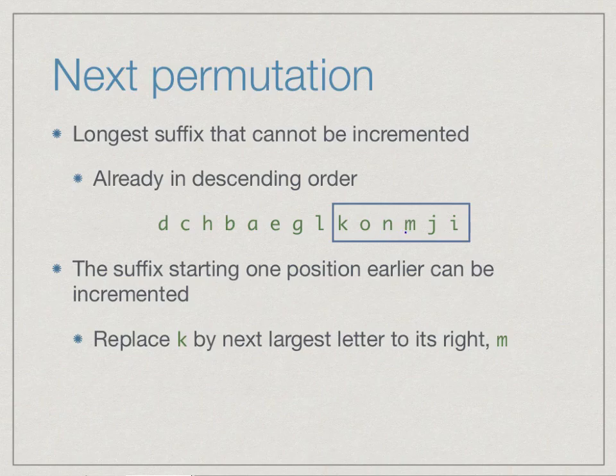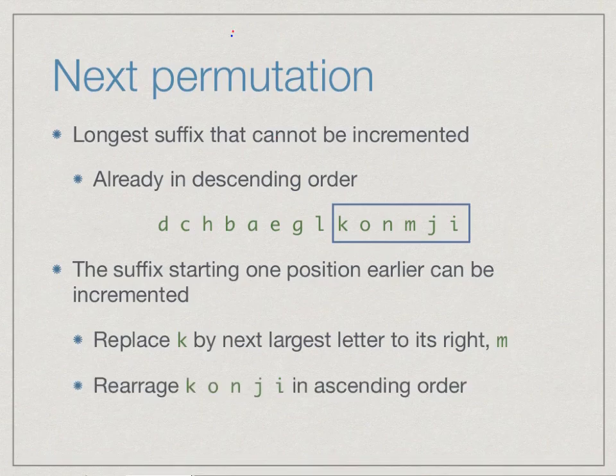But among these, since M is the smallest, I must now start a sequence where the suffix of length 6 begins with the letter M. And among suffixes which begin with the letter M, I need the smallest one. That means I must rearrange the remaining letters K, O, N, J, I in ascending order to give me the smallest permutation which begins with M and has the letters K, O, N, J, I after it.